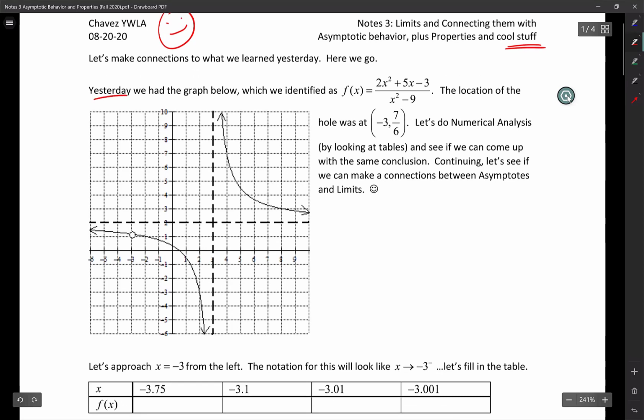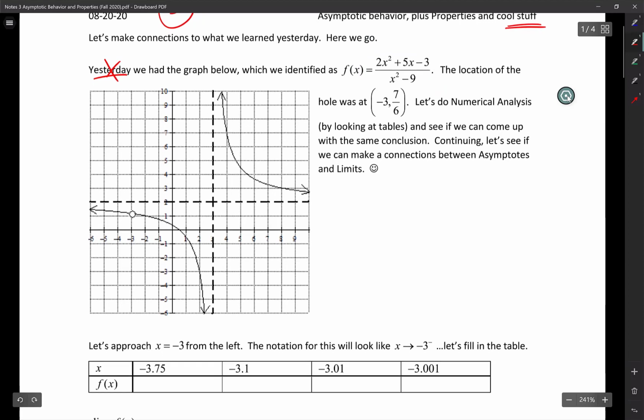So I know I put yesterday in here. It's actually the day before yesterday. No big deal. We had this graph, and here we have this graph again. Why do we have the same graph? Well, because I didn't want to create a new one. So there's my old graph.